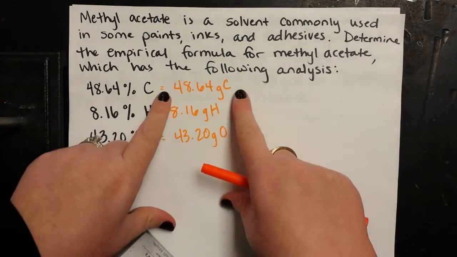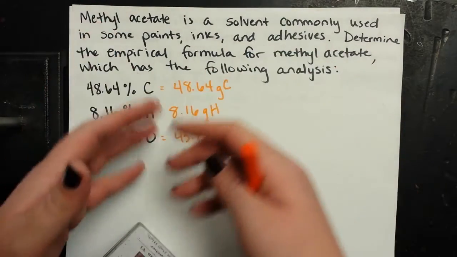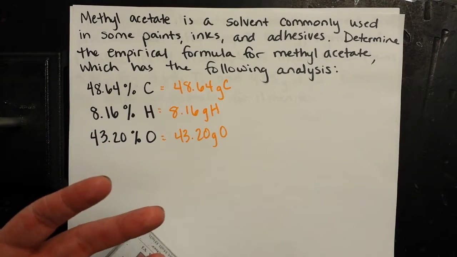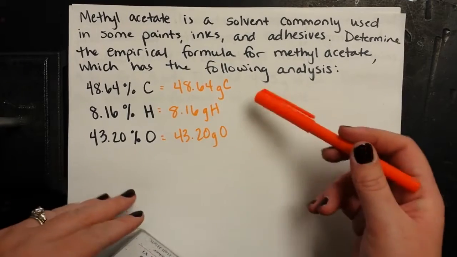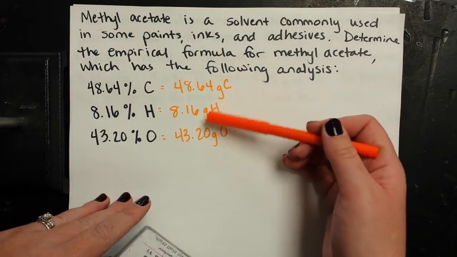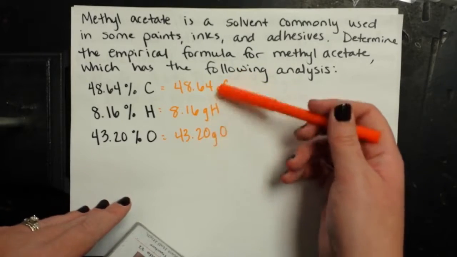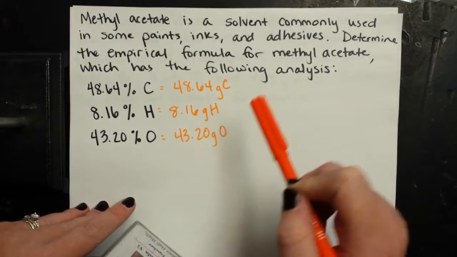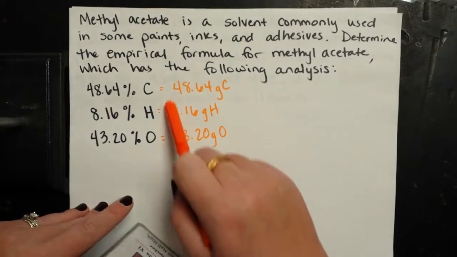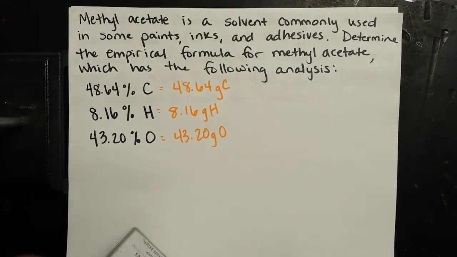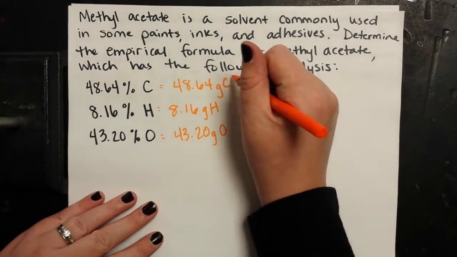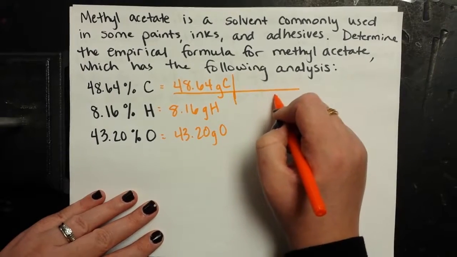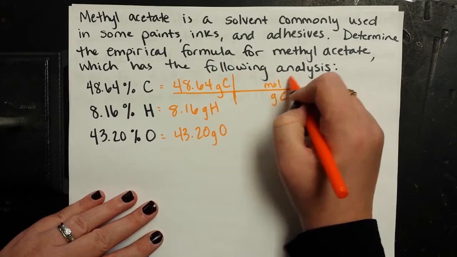So remember, any chemical formula tells you the mole ratio of elements in 1 mole of that compound. So if I'm given the mass of each element, I could figure out how many moles that would be. So how many moles of carbon do I have, how many moles of hydrogen, and how many moles of oxygen do I have if these are the masses that make up my compound? To do that, you could use dimensional analysis to get out of grams of carbon and into moles of carbon.